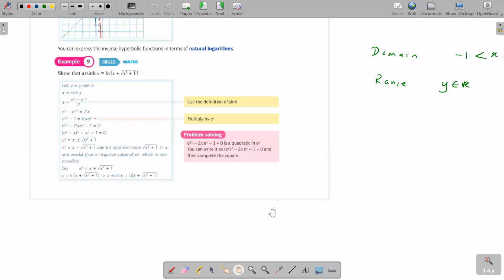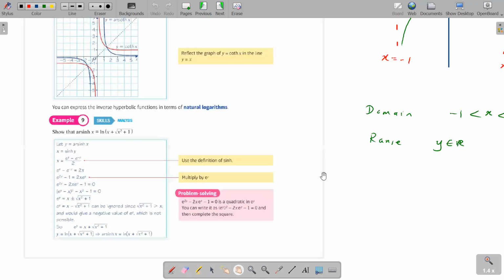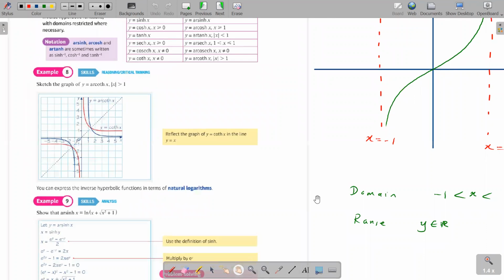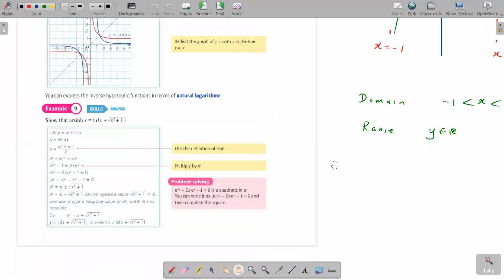All right, guys. So now we'll move on with the next part of the lesson. Previously we learned how to sketch all the inverse hyperbolic functions, right, guys? So now we are going to learn how to express inverse hyperbolic functions in terms of natural logarithm. That's the whole point.